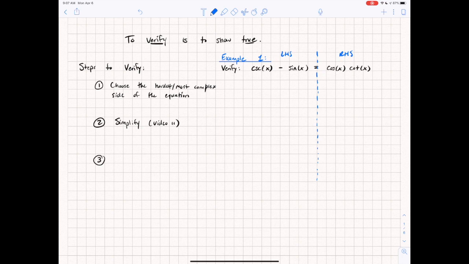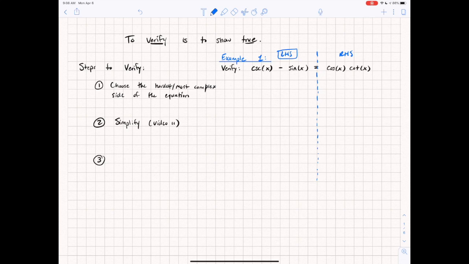So it sounds a little non-intuitive to choose the hardest side, but when you actually think about the logic behind it, it makes more sense. In this problem, I'm going to choose the left-hand side and work with it because I know that I can simplify cosecant and rewrite it, and then I can also combine this into one fraction.